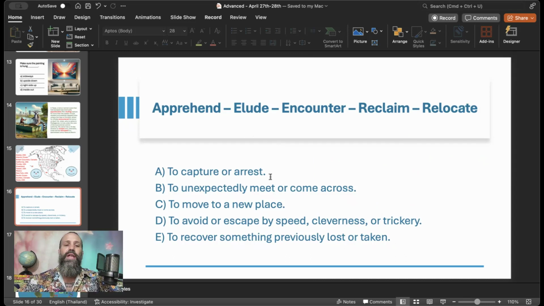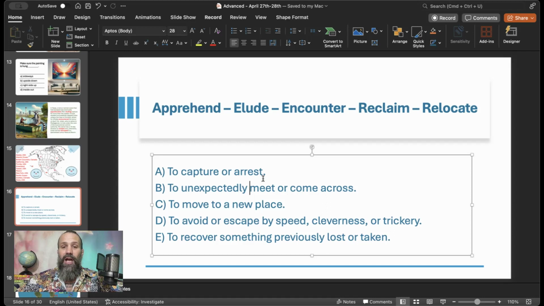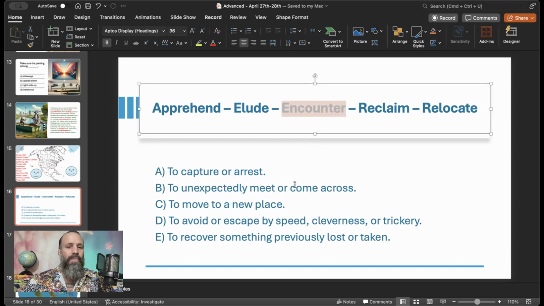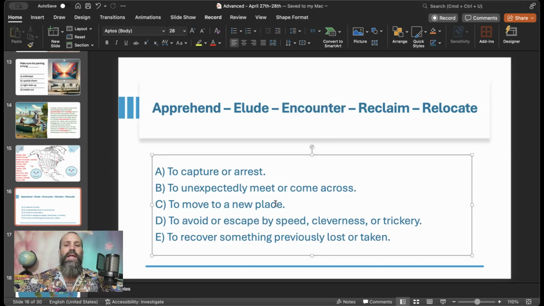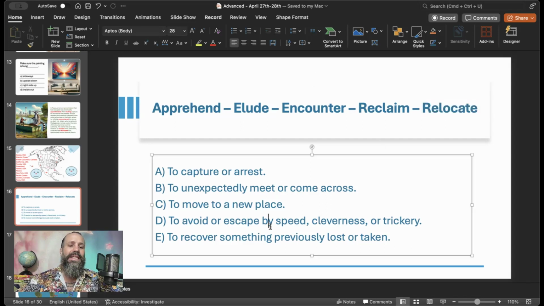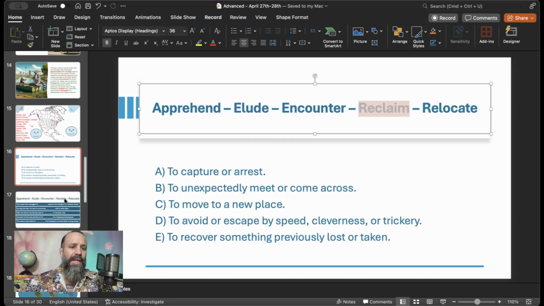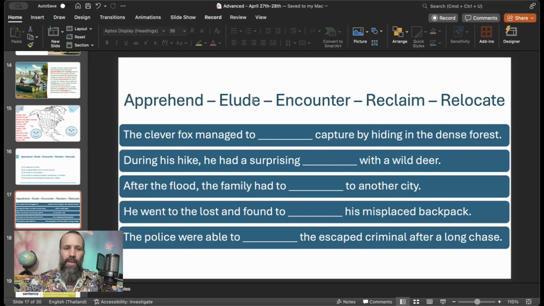To capture or arrest is to apprehend. To unexpectedly meet or come across is encounter. To move to a new place is to relocate. To avoid or escape by speed, cleverness, or trickery is elude. To recover something previously lost or taken, reclaim. All right? And now let's go ahead and fill in the blanks.